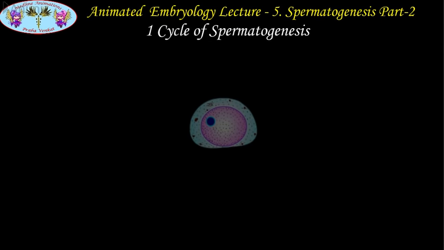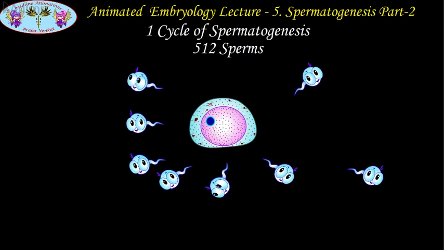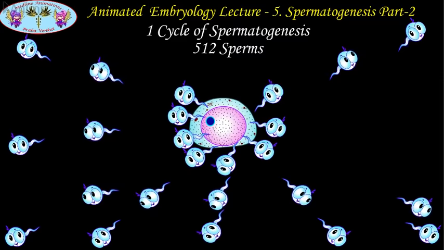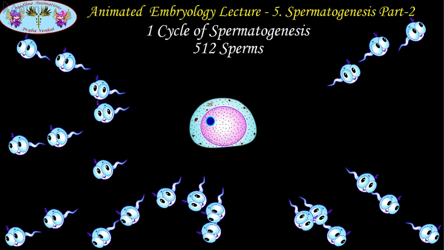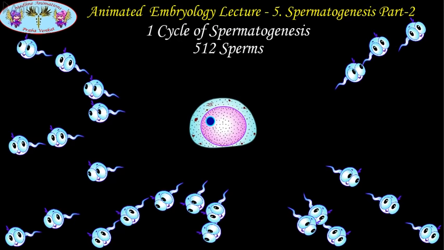So, by one cycle of spermatogenesis, from one diploid pale type A spermatogonia, around 512 haploid spermatozoa are formed. The whole process takes around 64 to 74 days. And unlike oogenesis, spermatogenesis begins just before puberty and continues throughout the adult life with a decline in the old age.